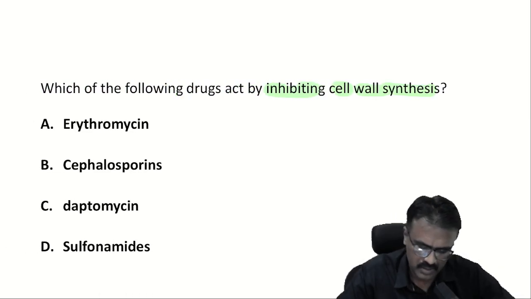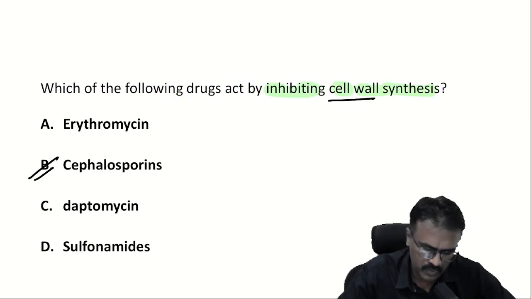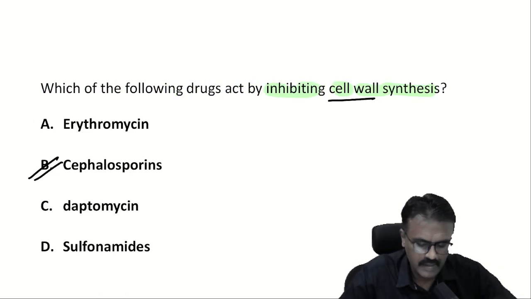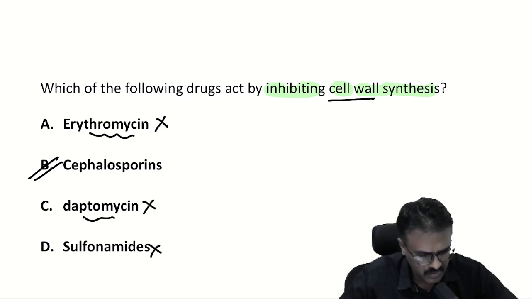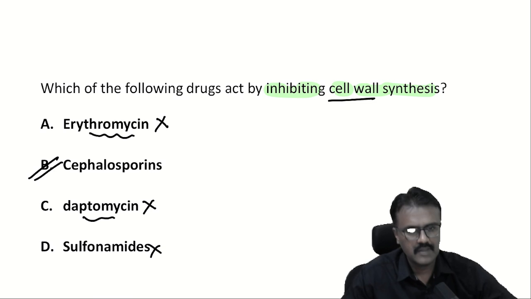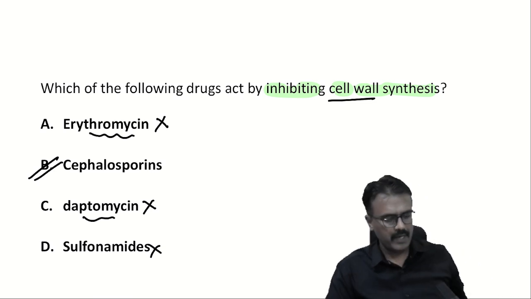So the answer for cell wall synthesis is cephalosporins, which is a beta-lactam. Erythromycin, the thromycins are macrolides, they inhibit protein synthesis. Daptomycin, cell membrane. Sulfonamide, folic acid synthesis. So if I know the basics, I can come to the answer. Okay.